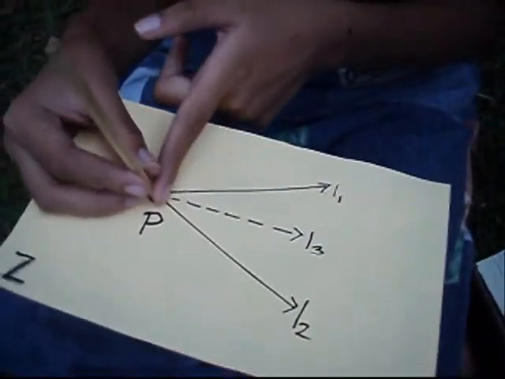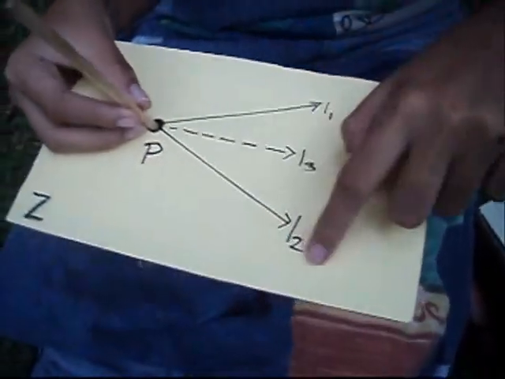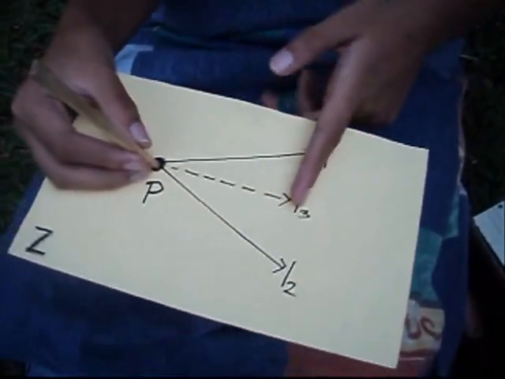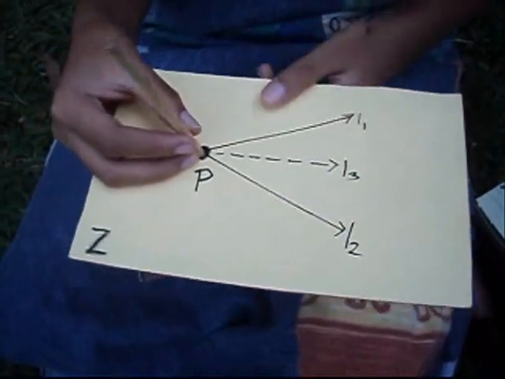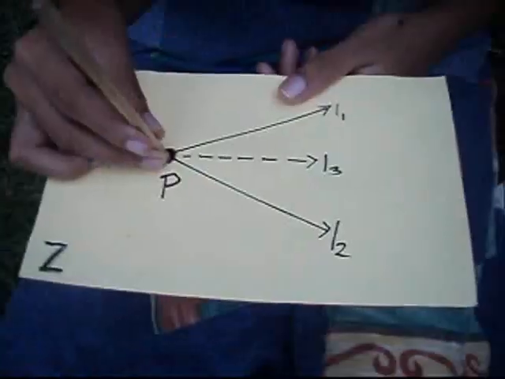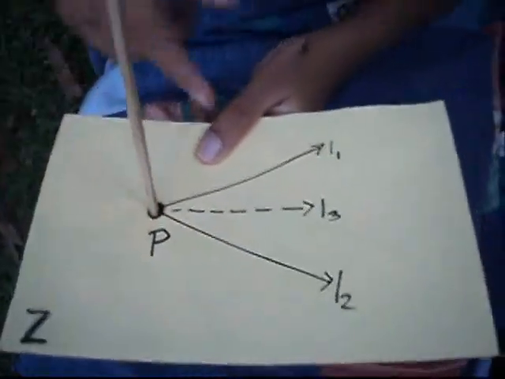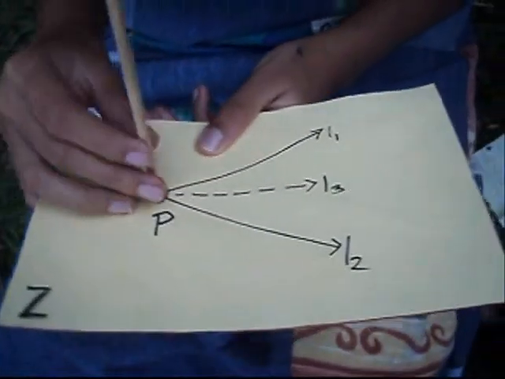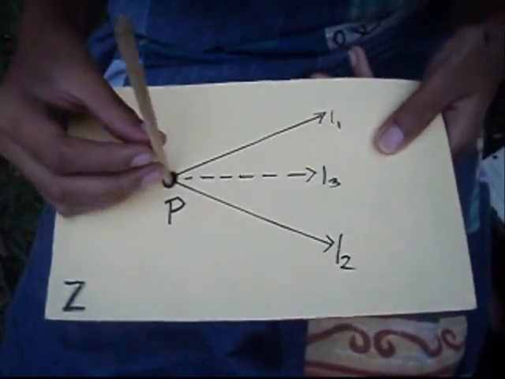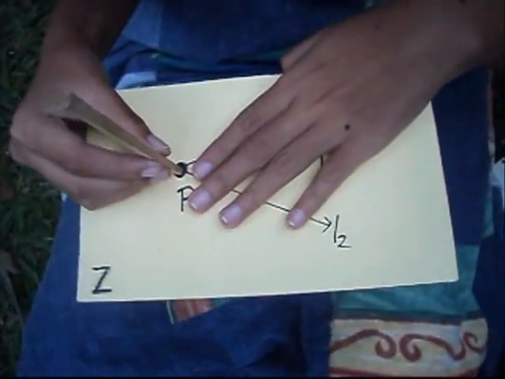Given line AP, which is perpendicular to each line 1 and line 2, we draw another line from point P, and we will name this line 3. Let Z be the plane of these lines. This line AP is perpendicular to line 3. Then, if it is perpendicular to line 3, AP will also be perpendicular to plane Z.